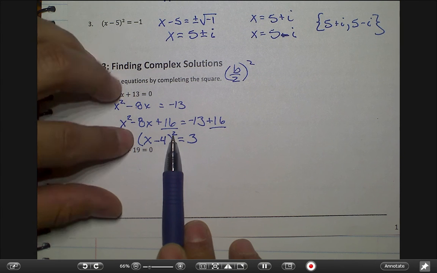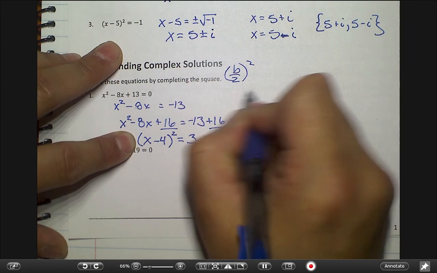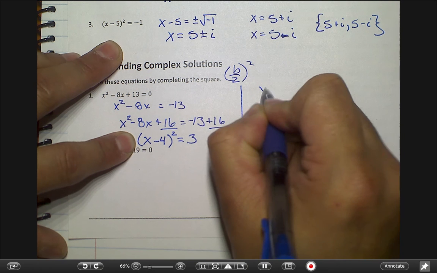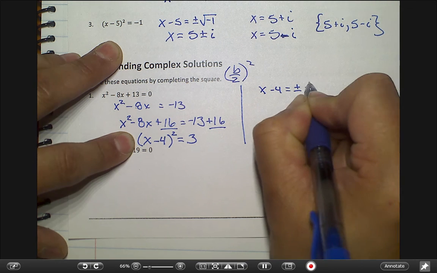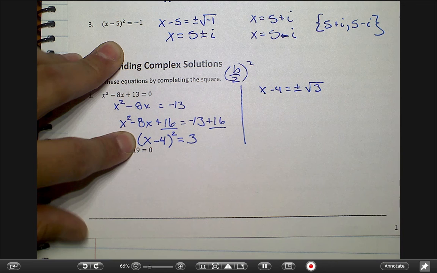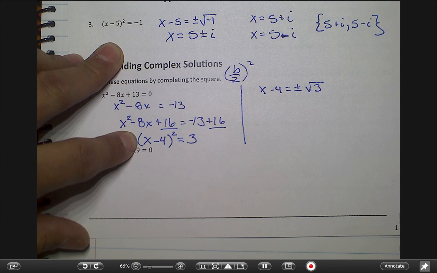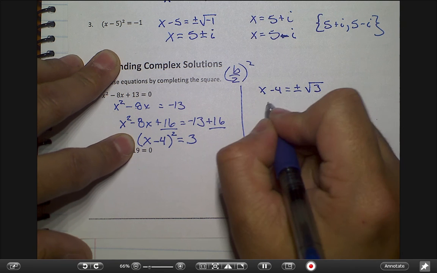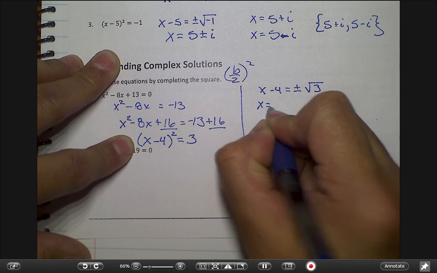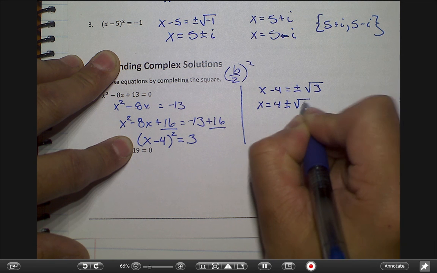So to undo this square, I'm going to square root. So that's going to be x minus 4 equals plus or minus square root of 3. Yeah? So now to get x by itself, add 4. So it's x equals 4 plus or minus square root of 3.